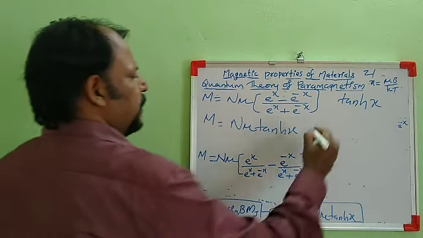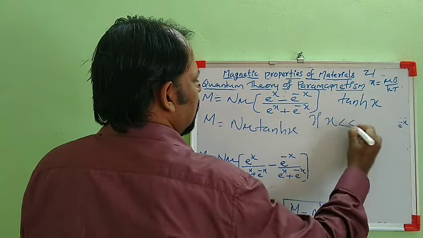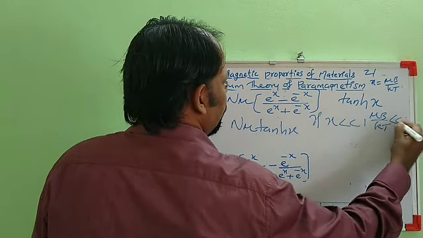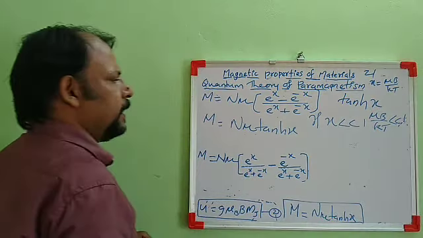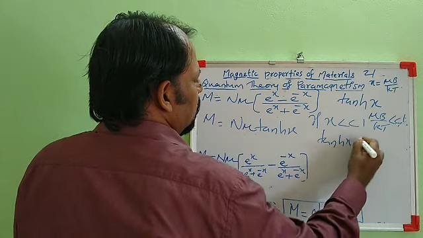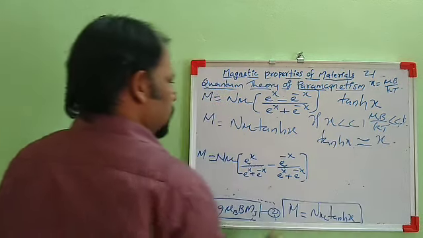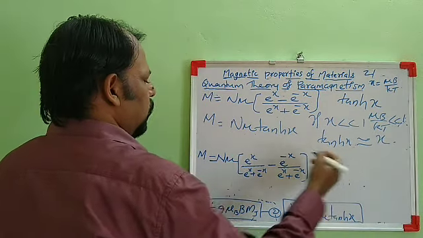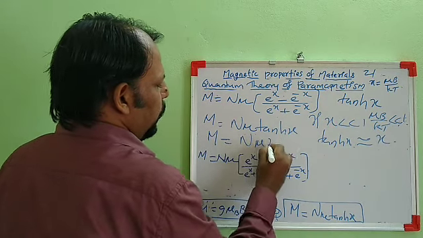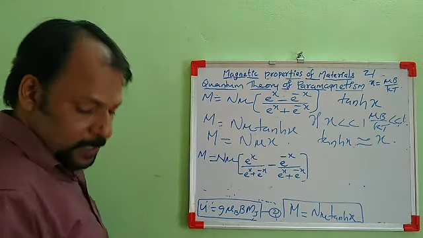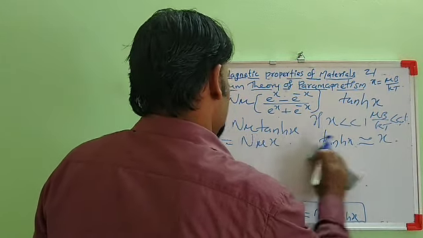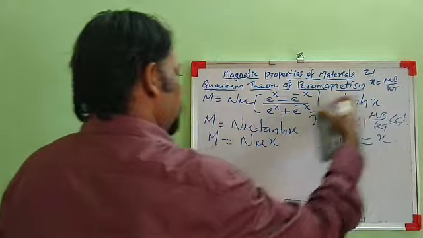Now consider the limiting case. If X is very much less than 1, or mu B by kT is very much less than 1, then tanh X is approximately equal to X. If tanh X is approximately equal to X, then the magnetization can be written as N mu into X. What is X? X is mu B by kT.